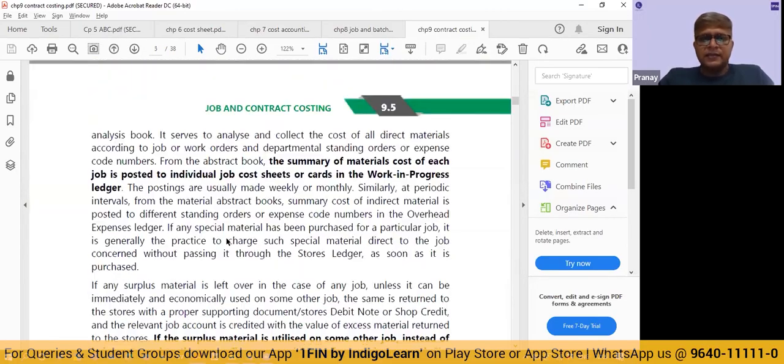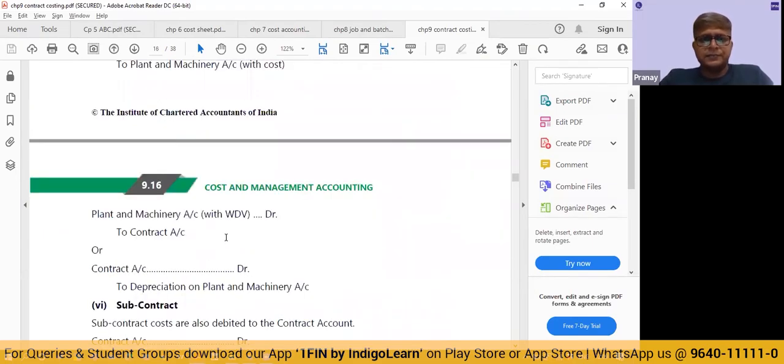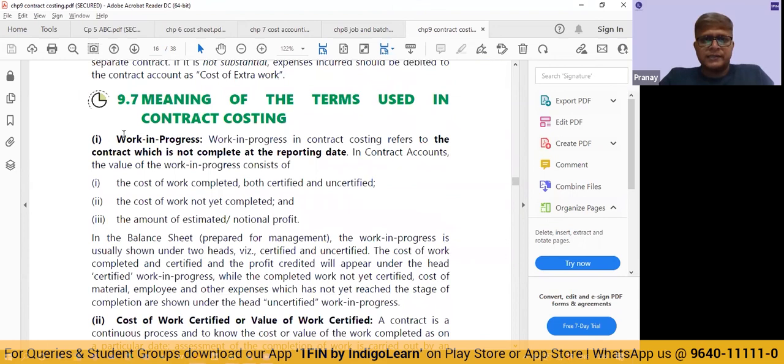Those important terms are work in progress. First one. Now, what is work in progress? See, contracts by their very nature, for example, construction of a building, are not going to get completed maybe in one reporting period. It may extend to 2 or 3 periods. So that is where we keep a tab of what is the work in progress.